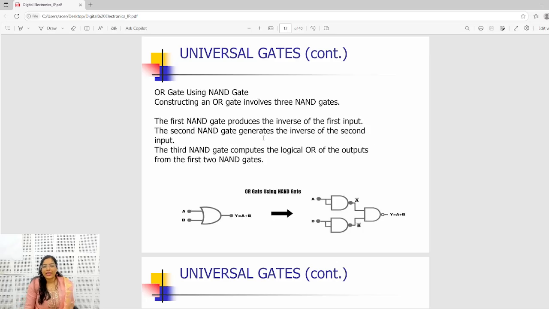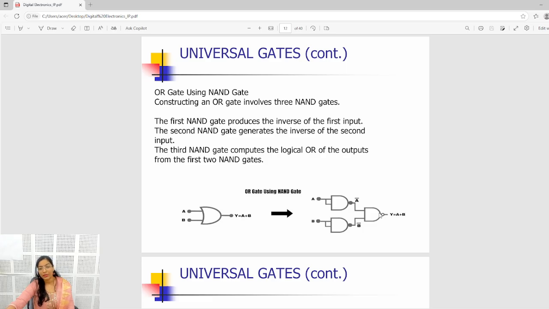OR gate using NAND gate. Constructing an OR gate involves three NAND gates, as we can see in this picture. The first NAND gate produces the inverse of the first input. The second NAND gate generates the inverse of the second input. And the third NAND gate computes the logical OR.